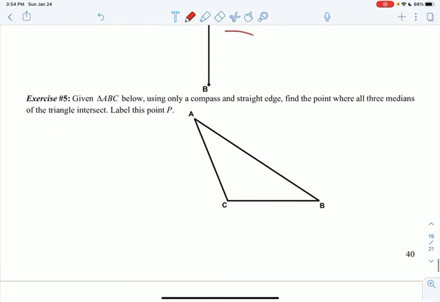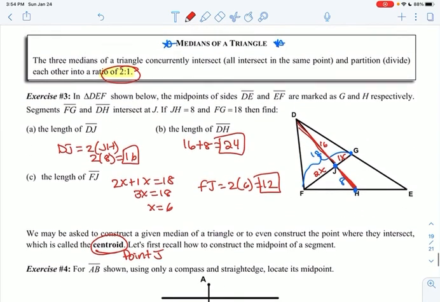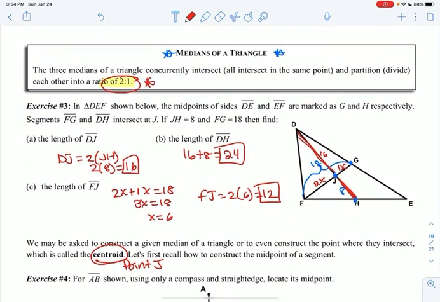So the only thing that I really wanted you to learn from the lesson today is this right here. Those medians intersect at a point. That point is named the centroid, and that centroid divides the line into a 2-to-1 relationship. So there's a mathematical relationship that goes on, and we'll practice some of that tomorrow.